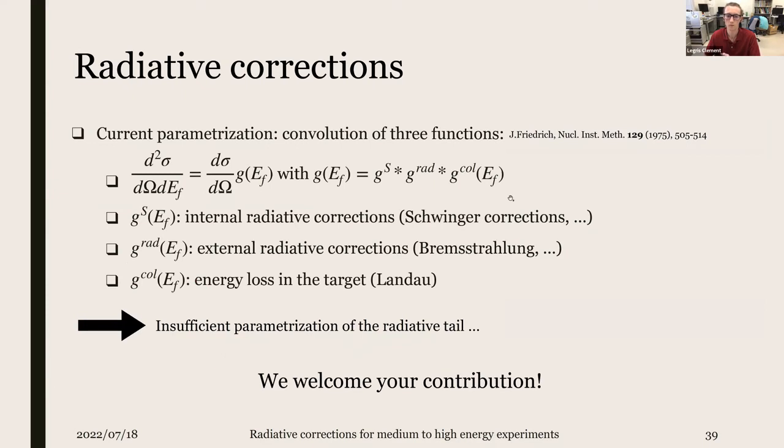But for now, as we have been concentrating on the noise reduction, we have an outdated parameterization for the radiation tail, as we are using the convolution of three functions proposed by Professor Friedrich. We use a convolution of three functions representing the internal radiative corrections, the external radiative corrections, and the energy loss in the target. Of course, this parameterization is insufficient given the precision that we want to reach. So we are welcoming any contribution if you wish to help the ULQ2 experiment.